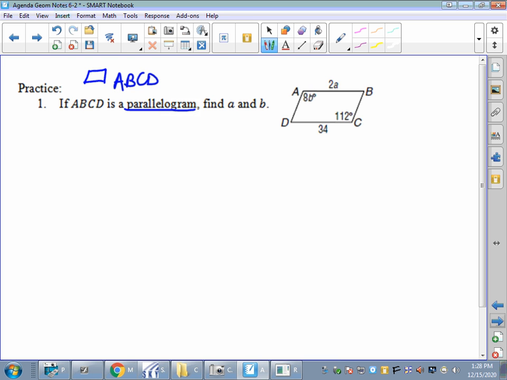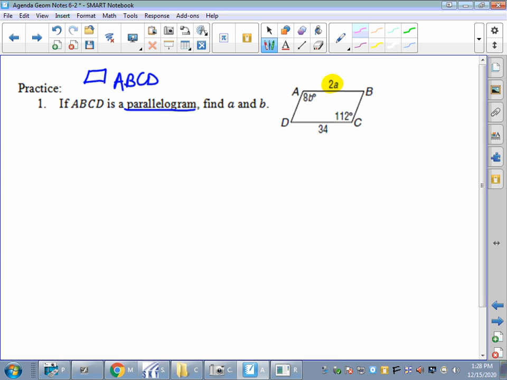Play along with me. Find A and B. So what do you want to find first, A or B? I heard you think A, right? Here's my A information. Is A on a side or an angle? It's on a side. Side AB, we know about parallelograms.